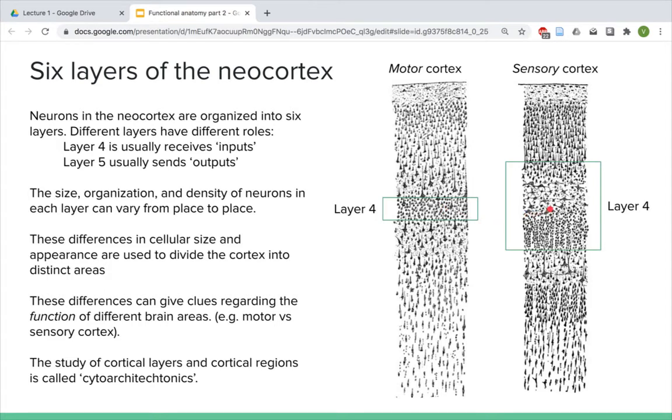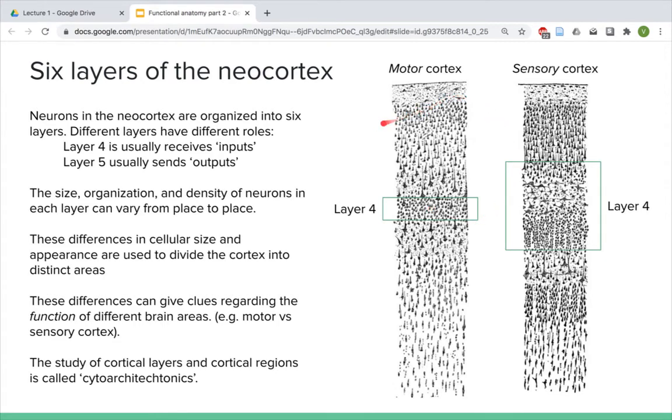But what you can at least appreciate is that layer 4 here in the sensory cortex is much, much more developed than layer 4 here in the motor cortex. So what that gives you a clue to is the fact that this cortex here is going to have much more of a function processing sensory inputs than this cortex here with the minimal layer 4.